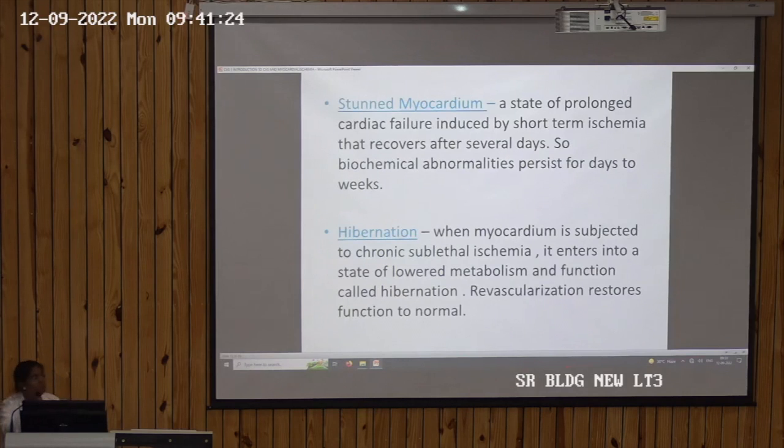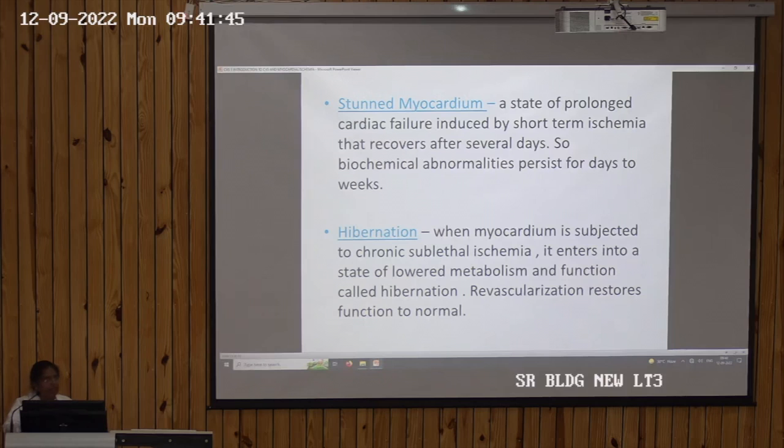Now, there is a term, stunned myocardium. This is a physiological terminology, and it is a state of prolonged cardiac failure which is induced by short-term ischemia that recovers after several days. So the biochemical abnormalities will persist for days to weeks.